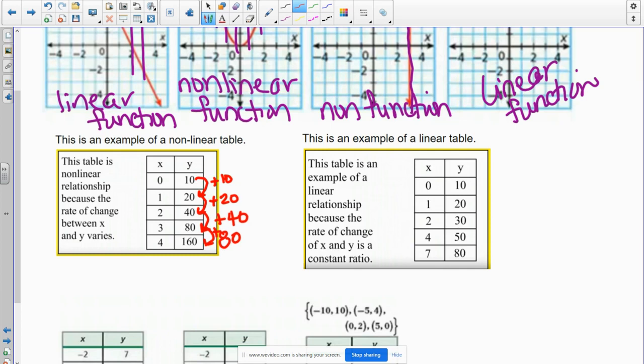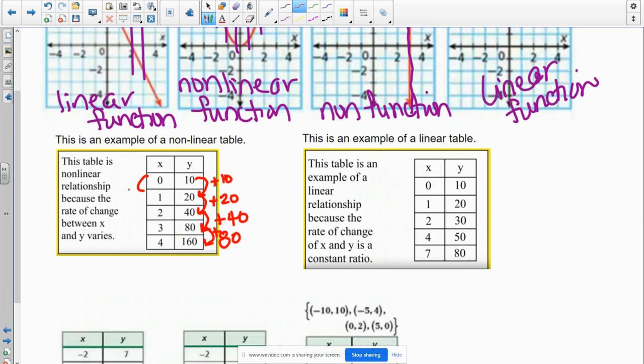So again, I figured that out: 10 to 20 is an increase of 10, 20 up to 40 is an increase of 20, 40 up to 80 is an increase of 40, and then 80 up to 160 is an increase of 80. Now, if we look at the x's, because you have to look at both sides to see if there is a constant rate of change.